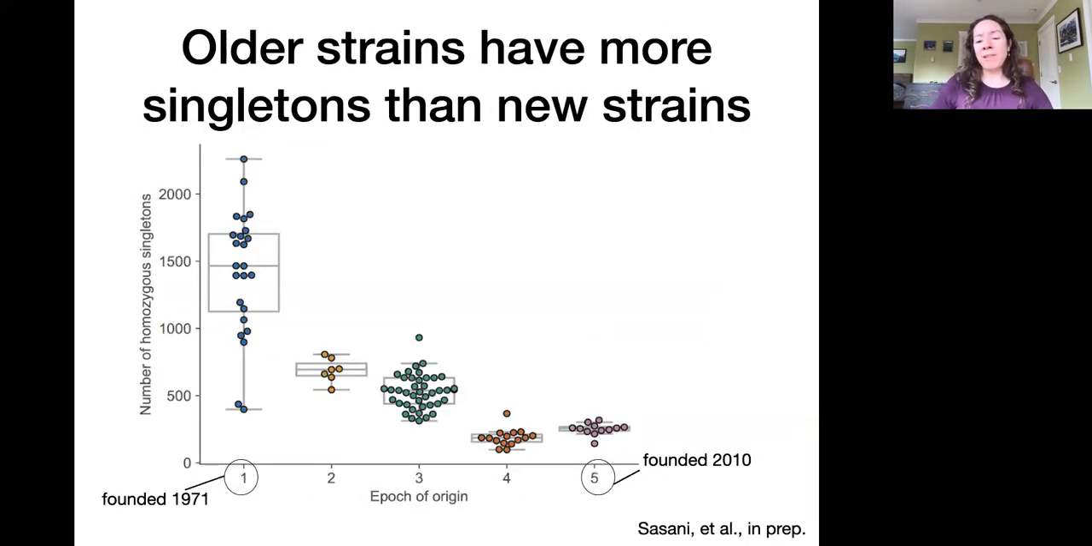And the result that we expected to see and luckily did see was that the oldest strains that were founded in the 1970s have a lot more homozygous singletons than the younger strains founded just a few years ago, which you can see here. So this is a distribution of just the number of homozygous singletons within and across each cohort.